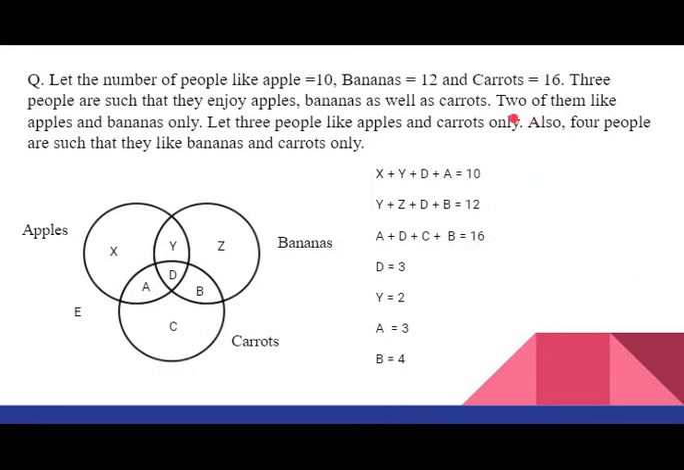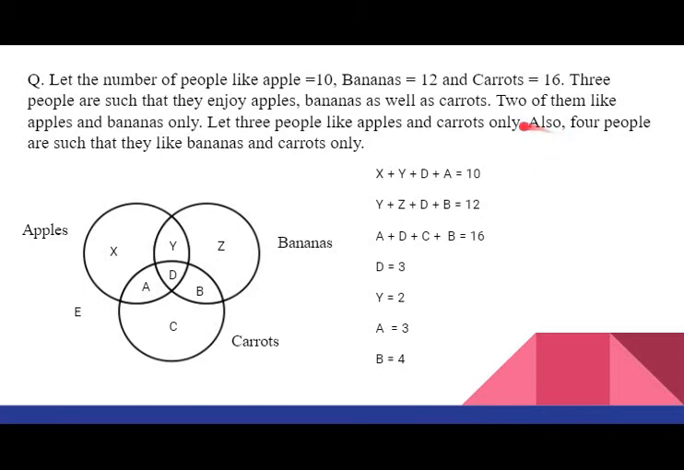From the fourth condition mentioned in the question, two of them like the apple and banana as well. So the region which represents the person which likes the, sorry, I forgot one condition here. The fourth condition is that three people enjoy apple, banana as well as carrot. It means the number of people who like apples, banana as well as carrot is represented by the d region. So the value of d will become equal to 3.